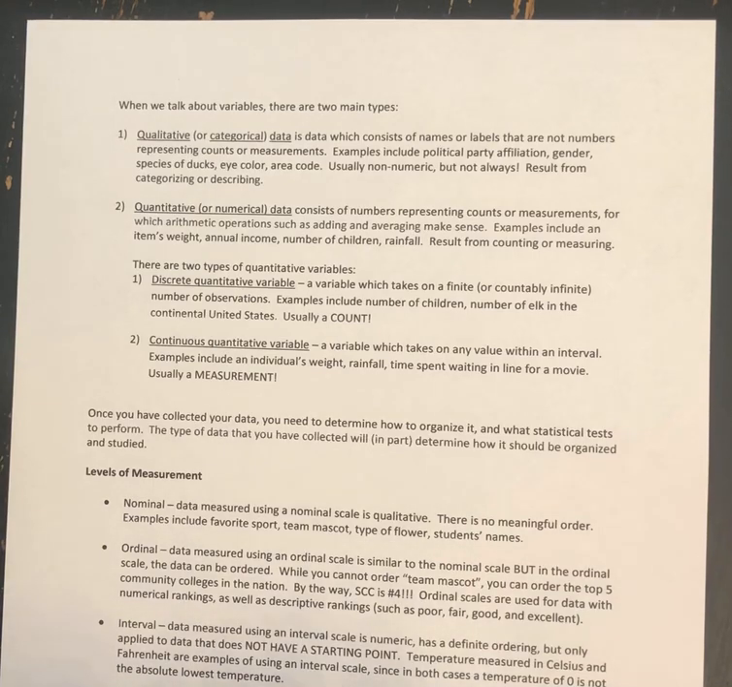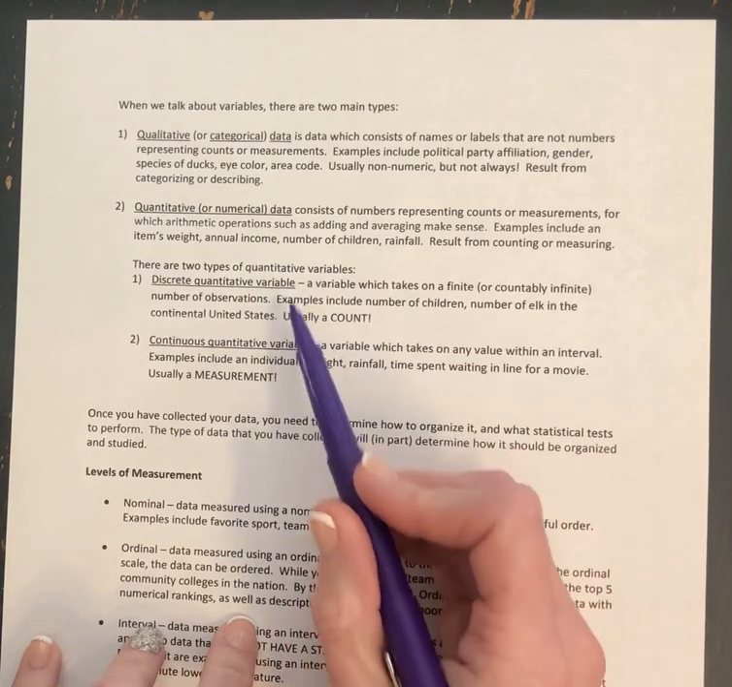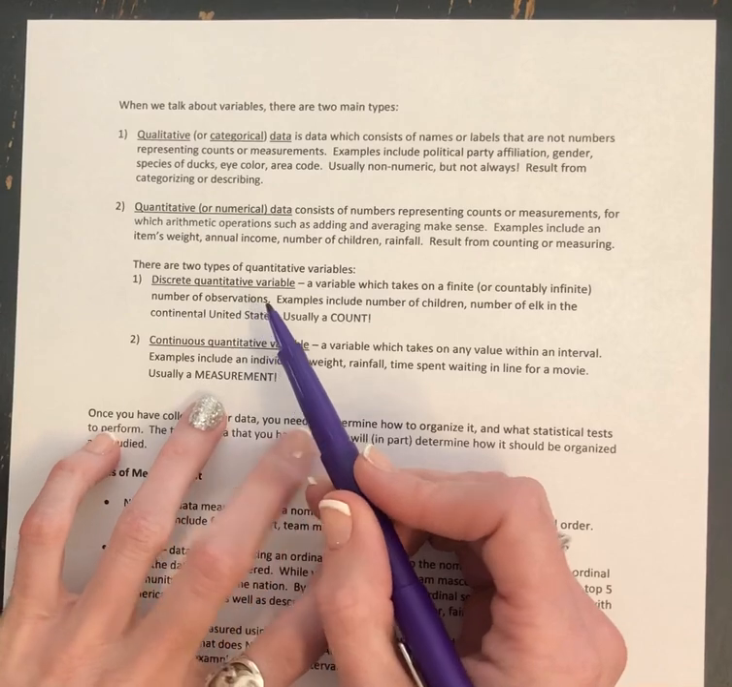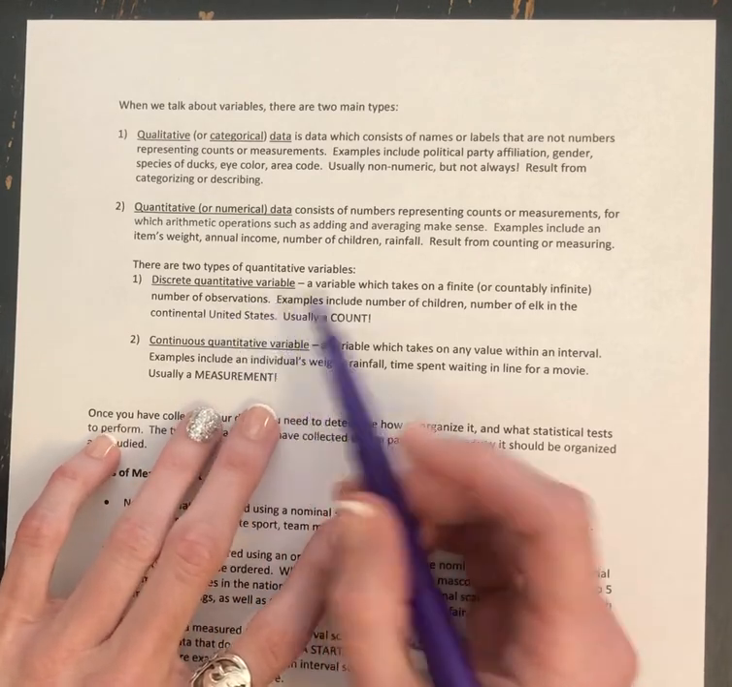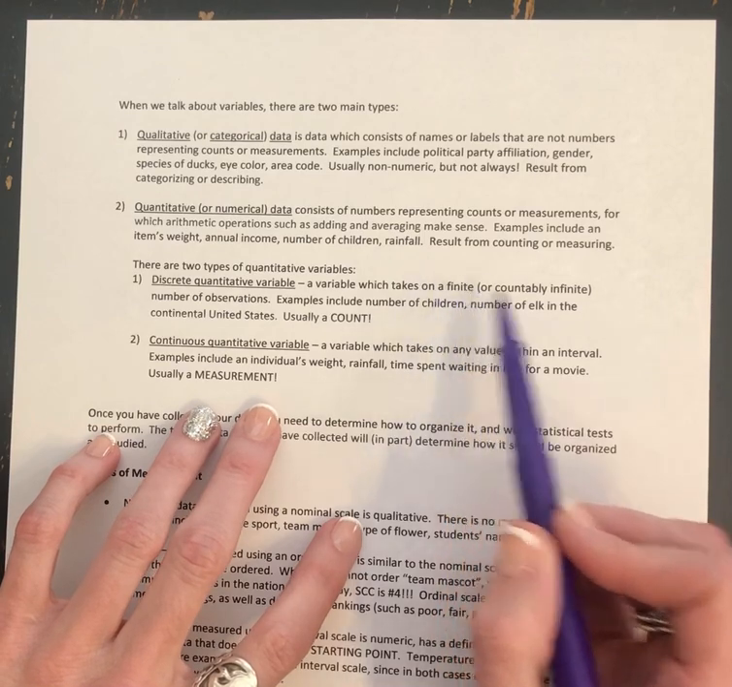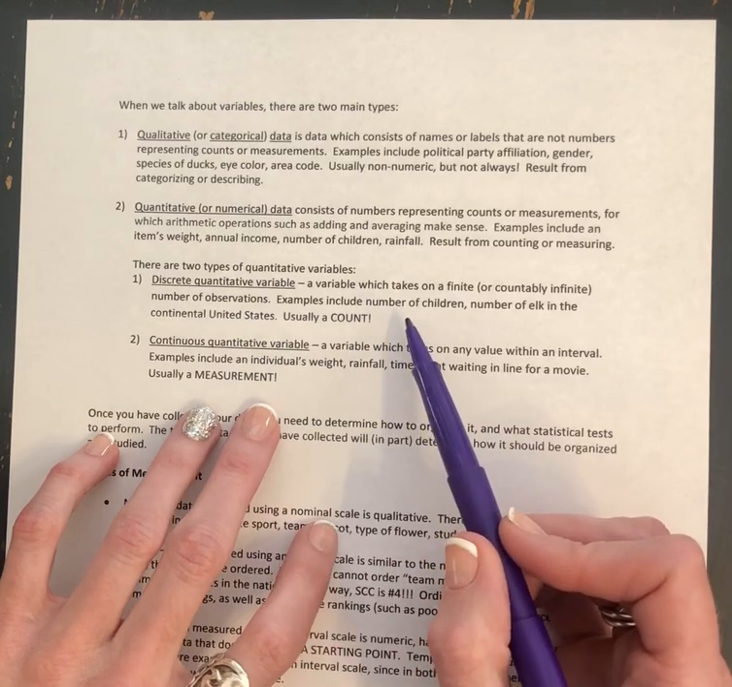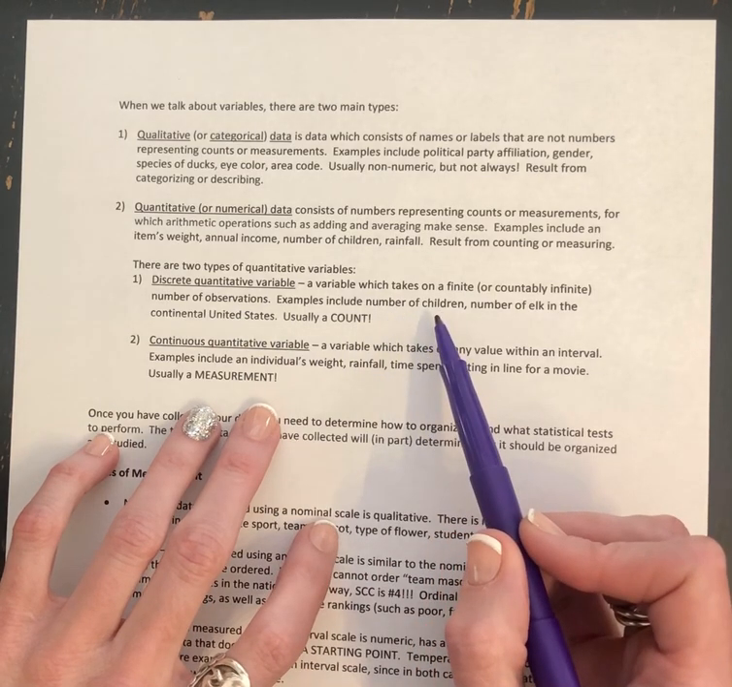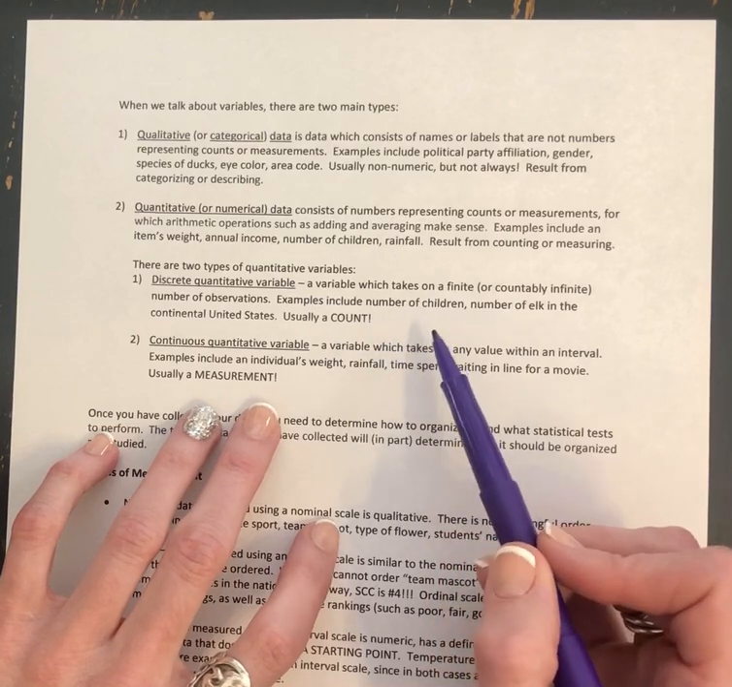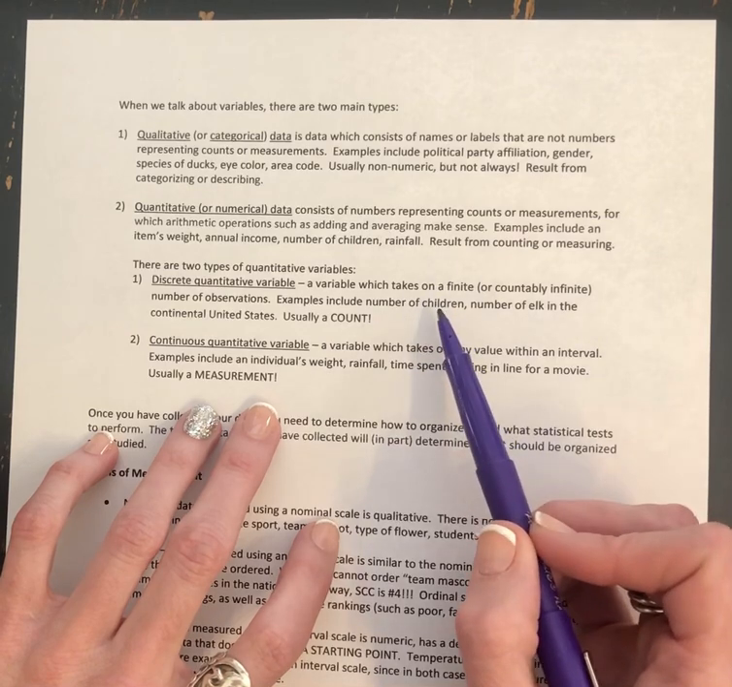Once we have categorized data as quantitative, there are two subcategories of quantitative variables. So the first of those is a discrete quantitative variable, and a discrete variable is one that takes on a finite, meaning it has an ending, or countably infinite number of observations. So if we were to ask individuals how many children they had, answers might be 0, 1, 2, 3, 4, 5, etc., which is a finite number of possible outcomes.